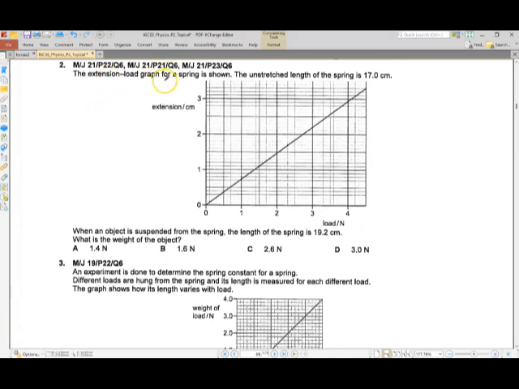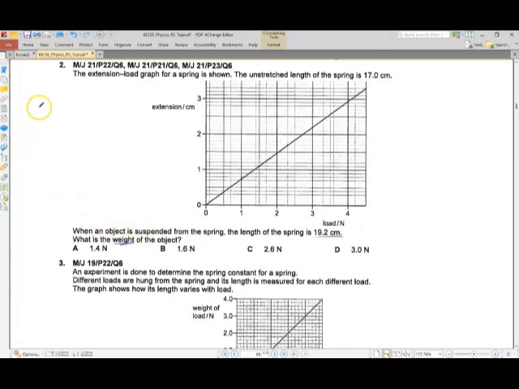The extension load graph is shown. The unstretched length of the spring is 17 centimeters. When an object is suspended from the spring, the length is now 19.2 centimeters. What is the weight of the object?